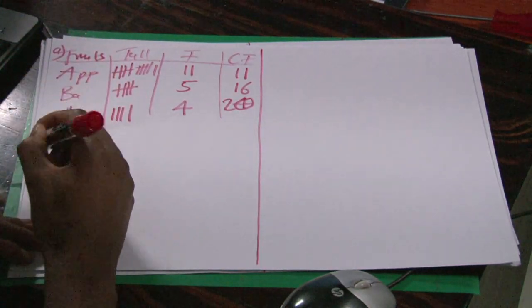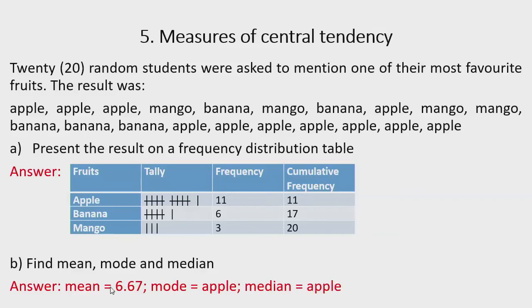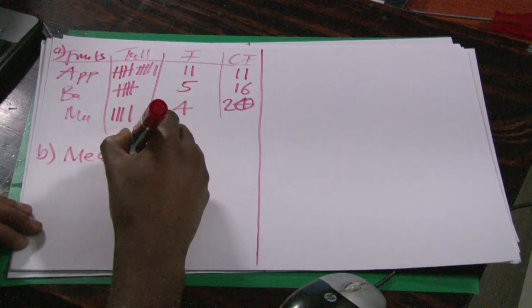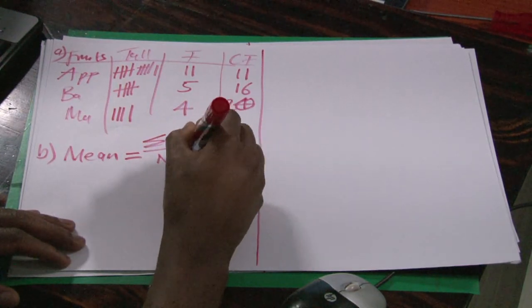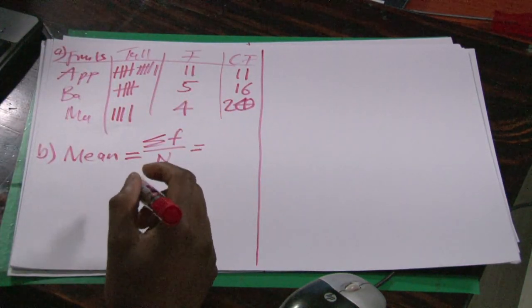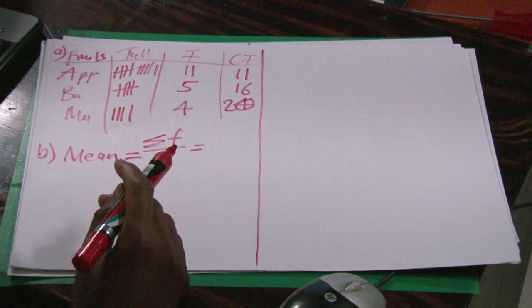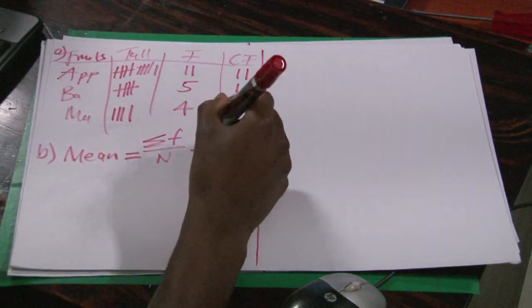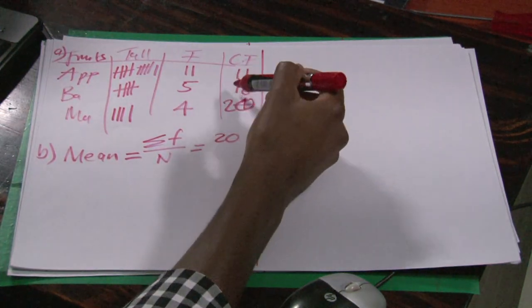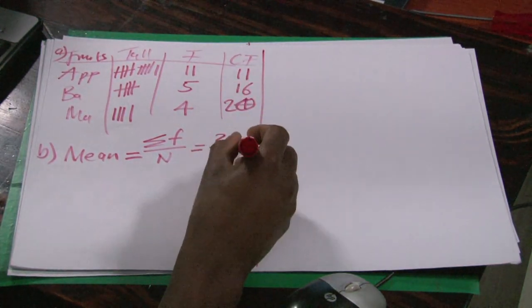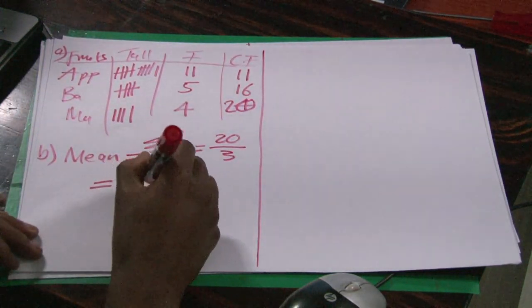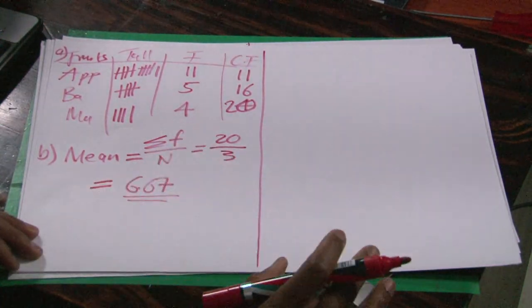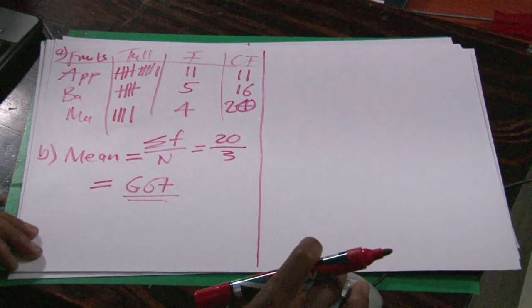We come to B. B is find mean, mode, and median. What's mean? It's basically the average. Mean is the average, which is just the sum of F divided by N. N is the number of items you are looking at. Sum of F is how many students were asked? 20 students, which is 20, or otherwise you just calculate this one. You look at the cumulative frequency, that's 20. Divided by N, how many fruits? There are 3. 20 divided by 3, it will give you 6.67. You can punch that in a calculator. That's our mean. That's how we got the 6.67.